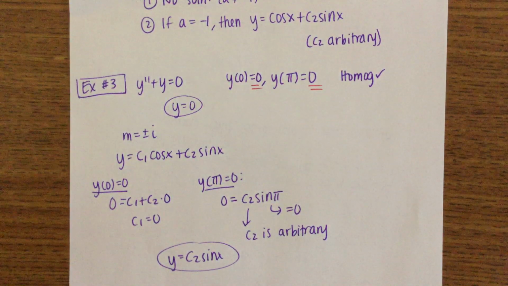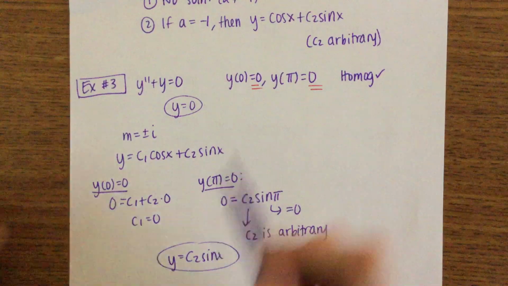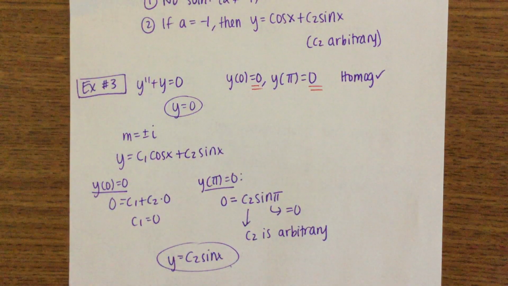So y of 0 isn't a solution then because we put down the other one? So y equals 0 is still a solution. Oh. And then this is the general one, just an extra.